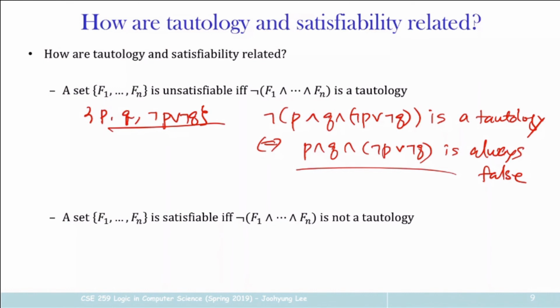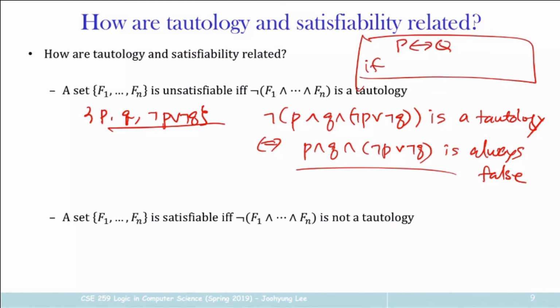You can also write this in a different style because one of the things that we learned before is P is equivalent to Q is actually same as not P is equivalent to not Q, right? So you can flip this one, is unsatisfiable to satisfiable, and is a tautology to another tautology. Okay? So these two statements are actually the same statement. It's just written in a different way. Okay? So in other words, the set becomes satisfiable if this one is not a tautology.